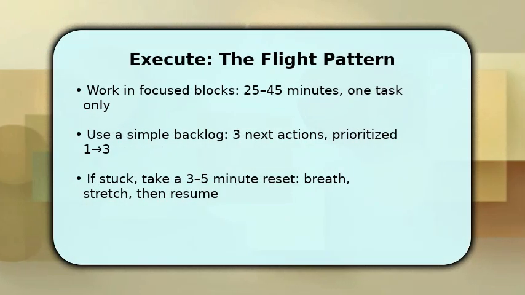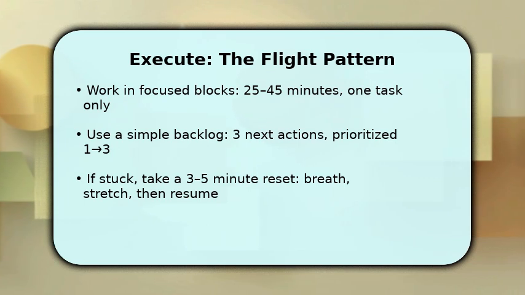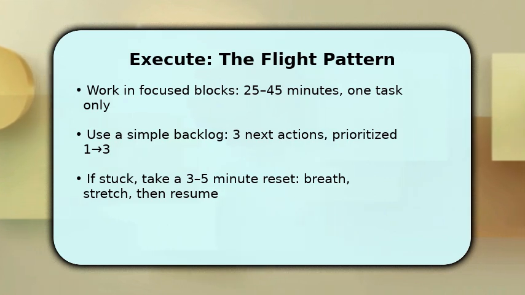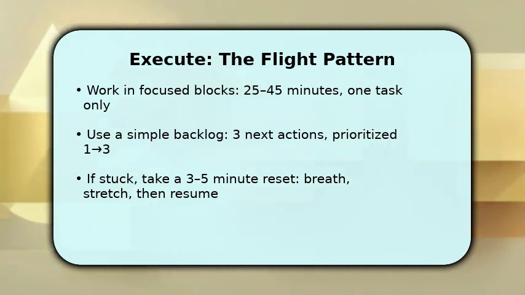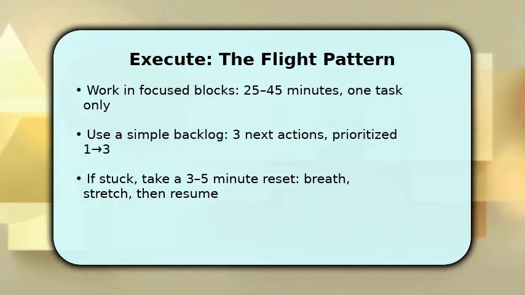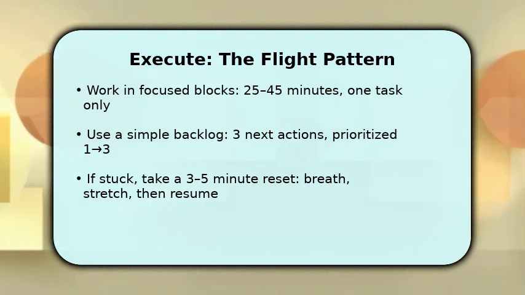You now enter the flight pattern. Tackle the top action from your backlog for the full block, no multitasking. Keep a tiny list of 3 next actions and mark them 1, 2, 3 so choices are instant. This streamlines decisions and prevents drifting. If you hit friction, pause for a 3-5-minute reset: breathe, stretch, refocus, then return and pick up exactly where you left off. By repeating blocks and short resets, you maintain energy and sustain deep work across a session.